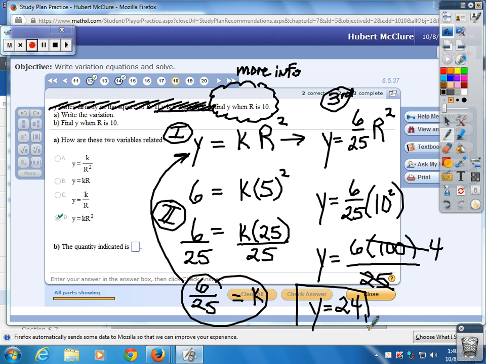So the quantity indicated is what? 24. That is a test question.